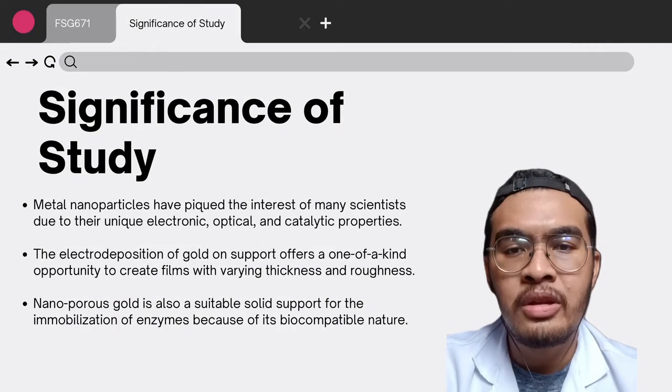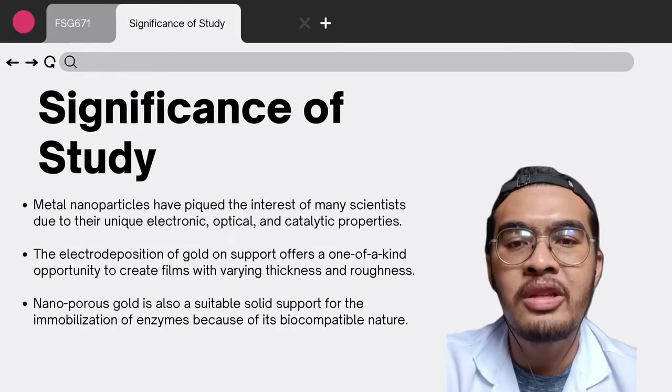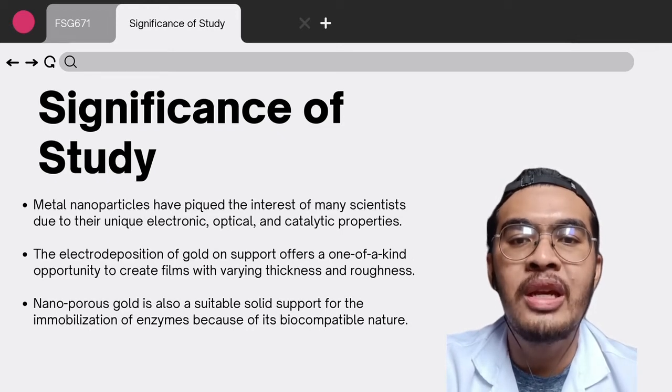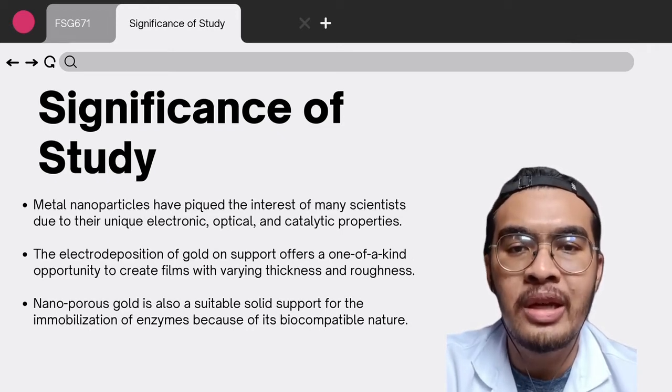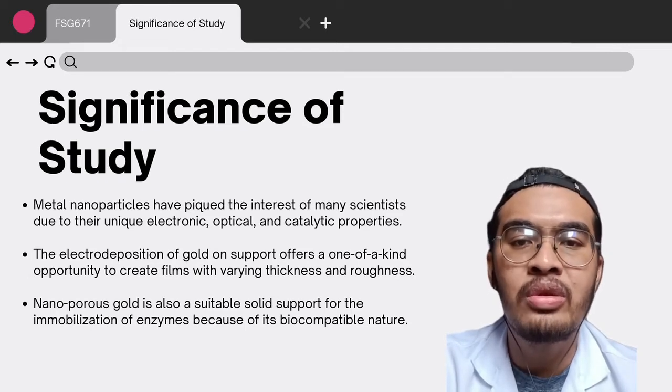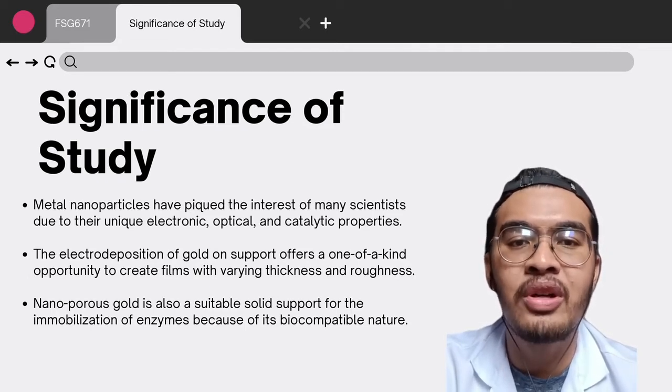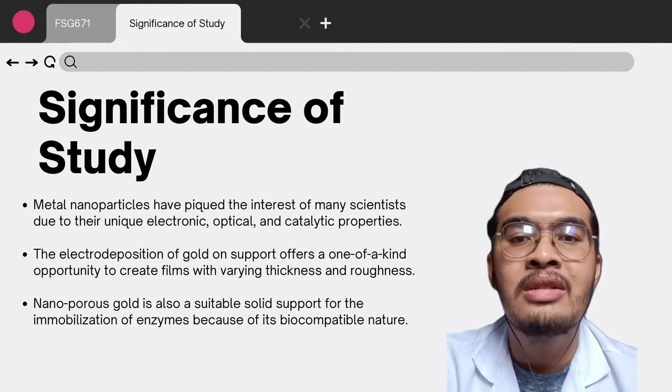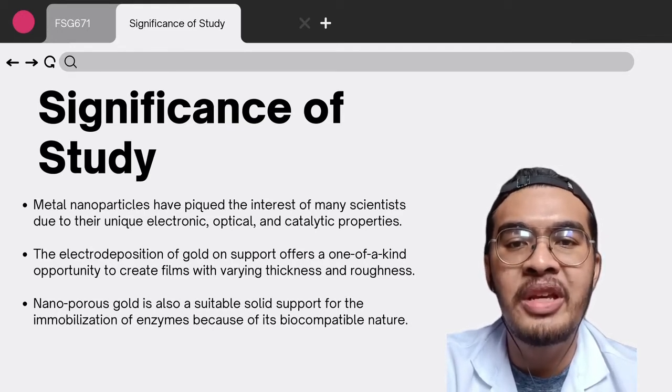This study is significant because metal nanoparticles have piqued the interest of many scientists due to their unique electronic, optical, and catalytic properties. The incorporation of metal nanoparticles into thin films is especially important for a variety of applications, such as biological sensing and the fabrication of optoelectronic nanodevices.